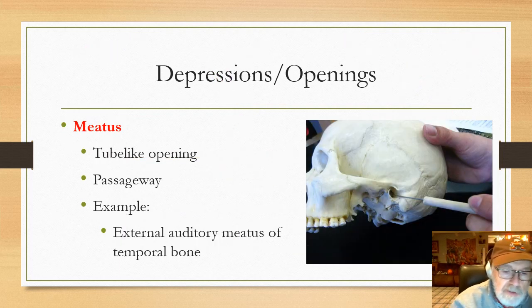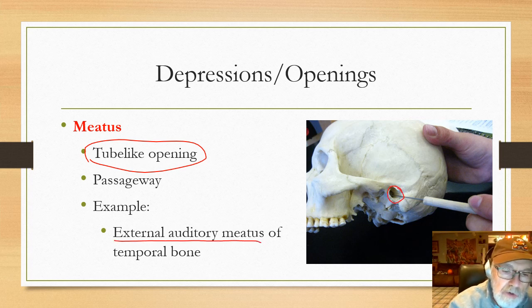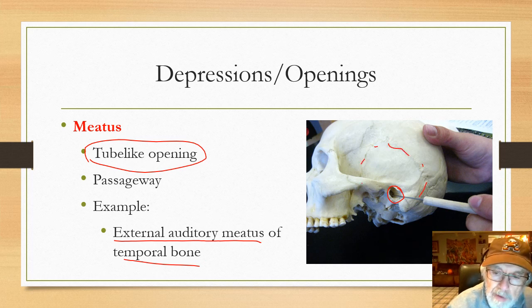Meatus. Now we're talking about another depression, which is more like a hole. A meatus is almost like a foramen, but instead of being a foramen, it's more tube-like. Now this is a skull right here, and this area right here is called the external auditory meatus of the temporal bone. This bone right here is called the temporal bone. And this area right here is the hole that's your ear canal.